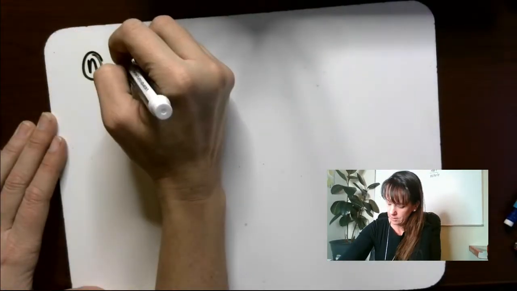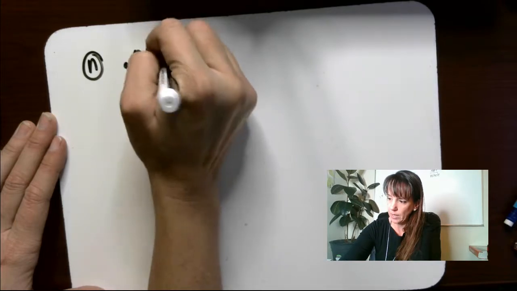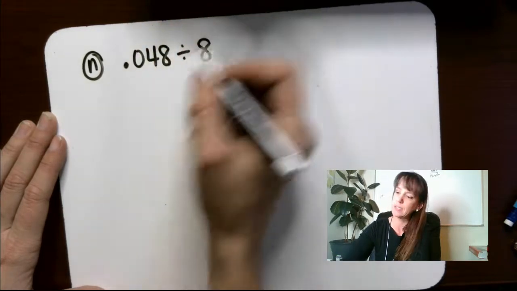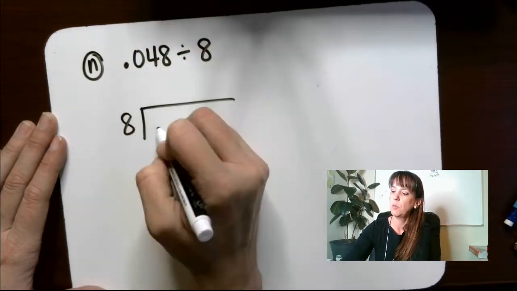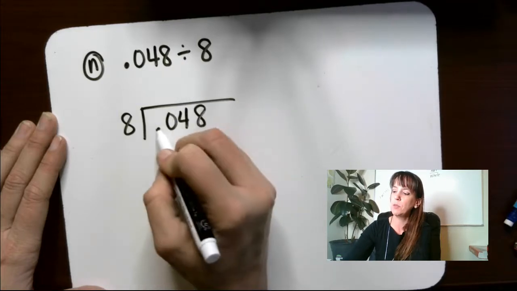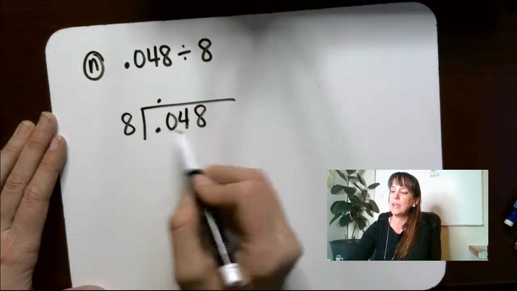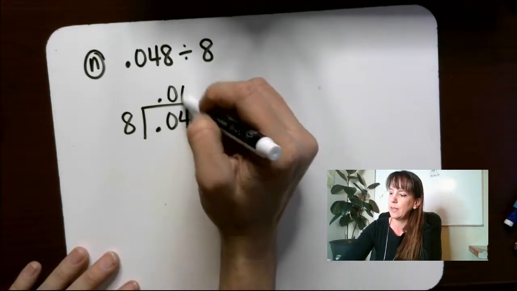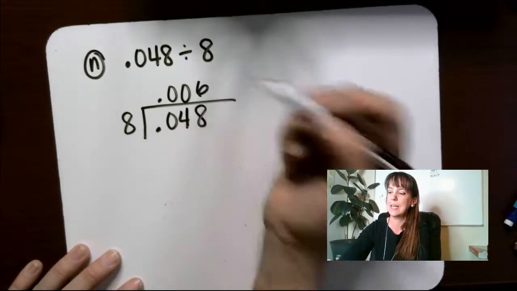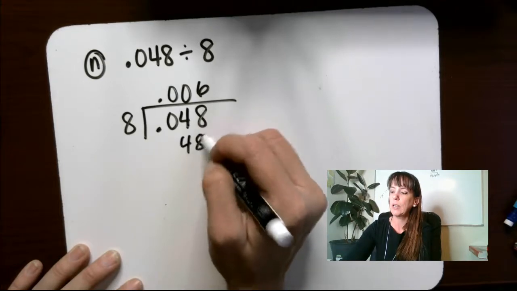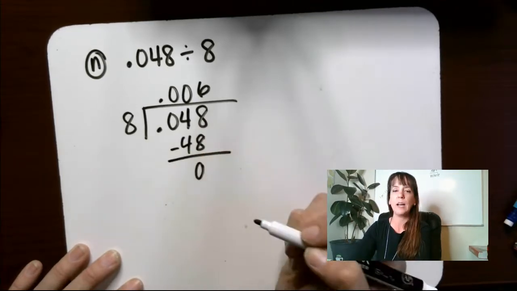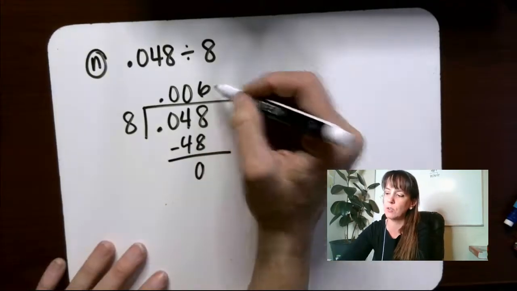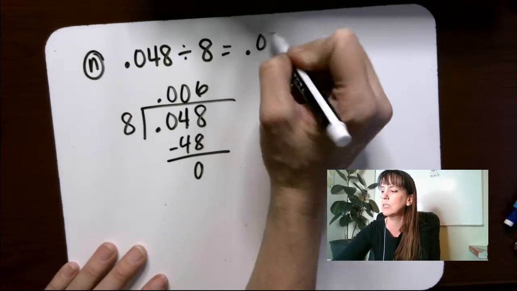And we get 0.048 divided by 8. That means 0.048. We're gonna boost this guy up to here. Bam, 8 goes into 0? Nope, sure can't. Does 8 go into 4? Nope, sure can't. Does 8 go into 48? 6 times. 6 times 8 is 48. We subtract, and when we subtract, we bring down, it's 0 though, there's no remainder, so all this guy equals 0.006.